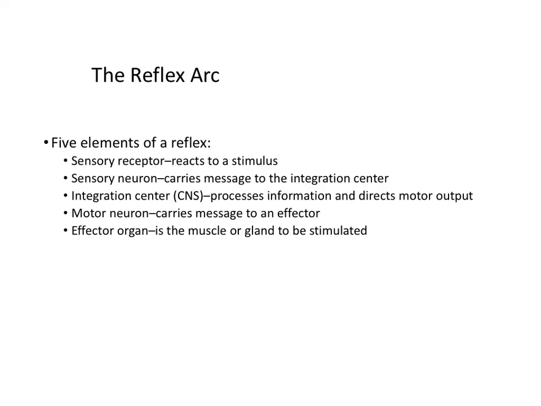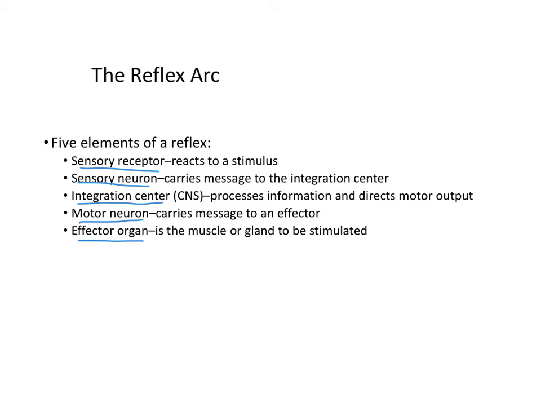As we saw in the diagram a couple slides ago, the 5 elements of a reflex are the sensory receptor, the sensory neuron, the integration center in the central nervous system, which could be just the spinal cord, the motor neuron, and then the effector organ. The sensory receptor reacts to the stimulus. The sensory neuron carries the message to the integration center. The integration center processes the information and directs motor output.